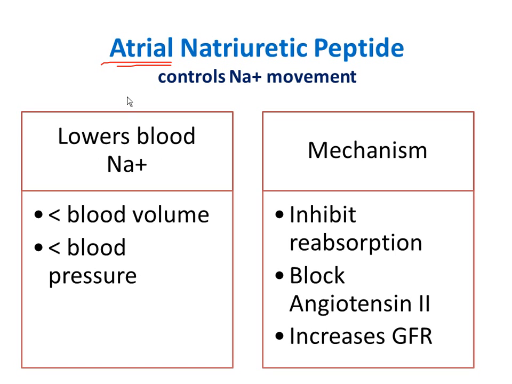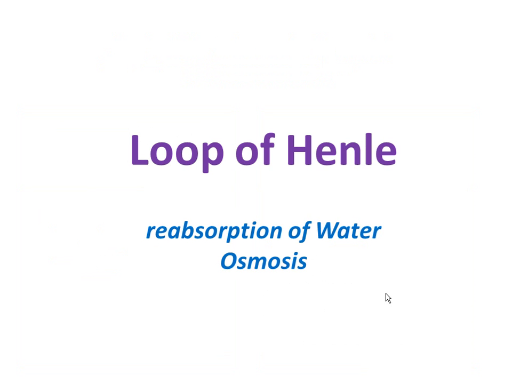Whereas aldosterone increases sodium reabsorption, this one inhibits sodium reabsorption. You're trying to get sodium out of the body. Well, if I get sodium out of the body, water's going to go with it. So we use ANP to lower blood volume and lower blood pressure, whereas we use aldosterone to raise blood volume and raise blood pressure.